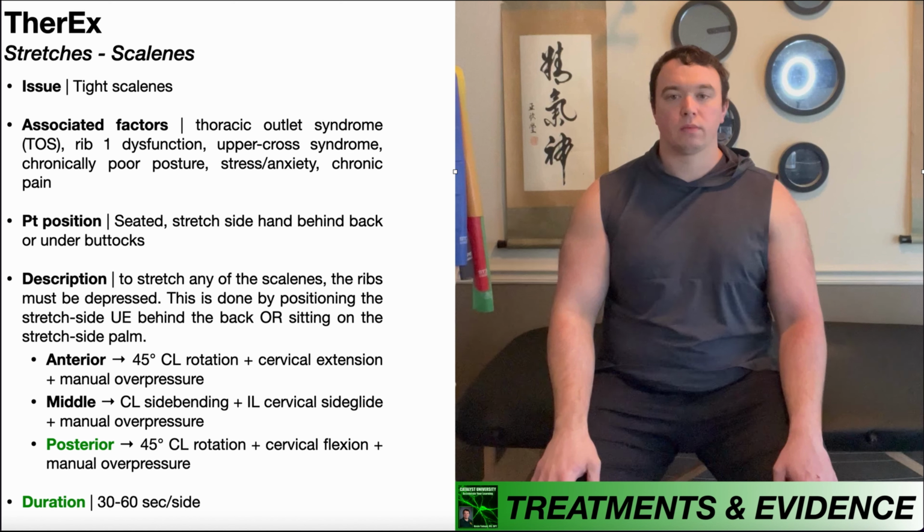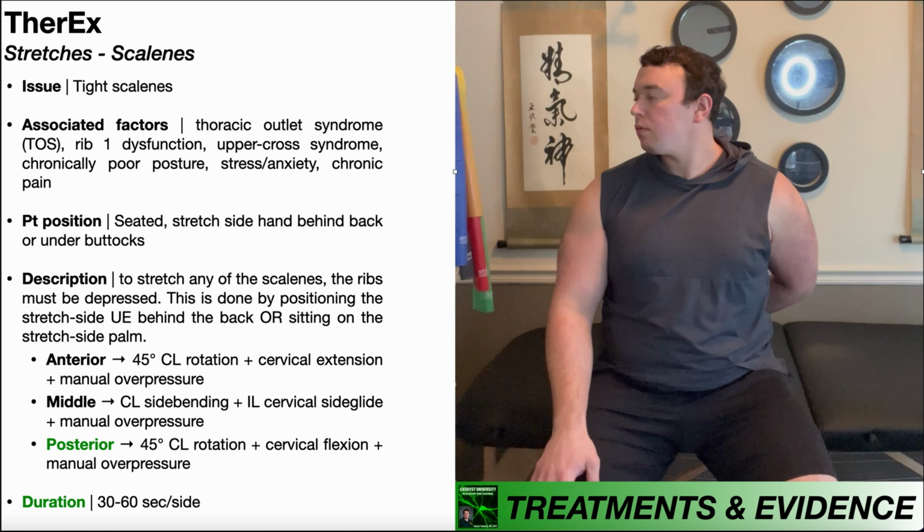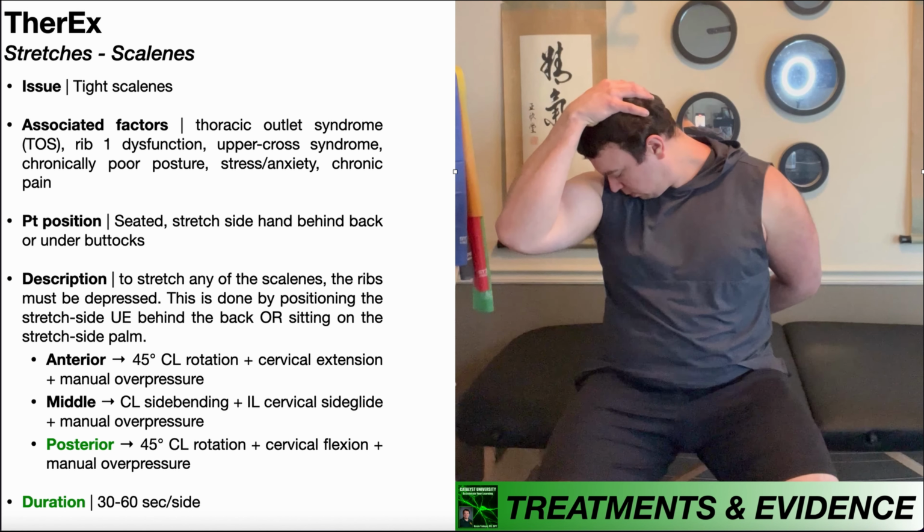To stretch the posterior scalene, we'll perform 45 degrees of contralateral rotation, add cervical flexion, and apply manual overpressure. And you should feel this stretch on the posterolateral aspect of the neck right here.